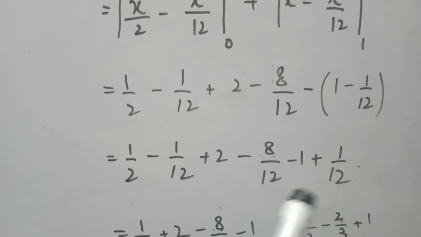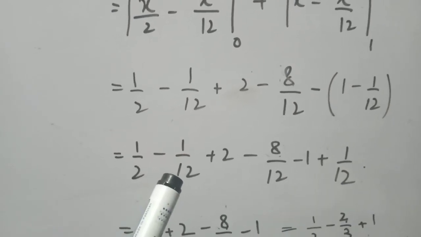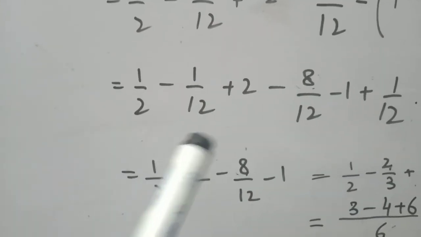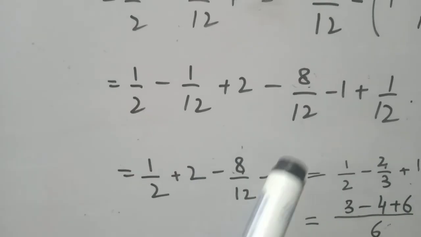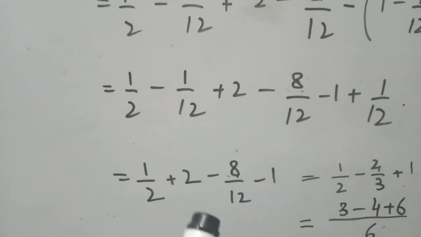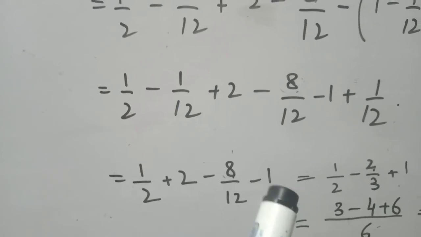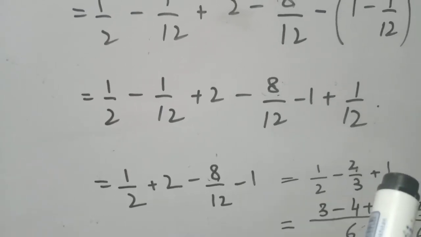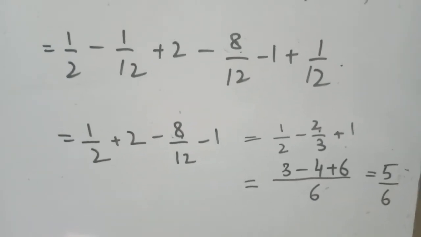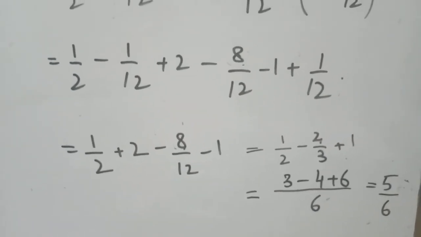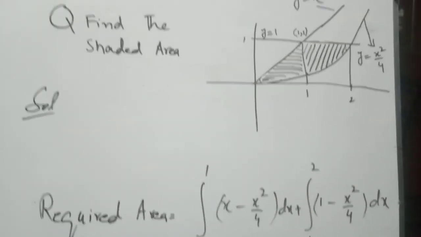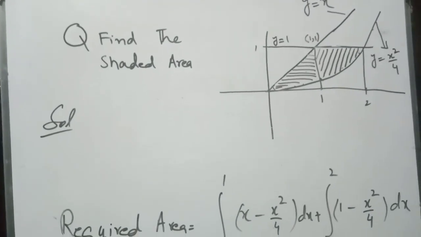Now this 1 by 12 plus and this negative value will cancel. We have only these values: 1 by 2, this plus 2, minus 8 by 12, and this minus 1. Now this 2 and this 1 will give you 1, and then after the LCM we get our required answer, 5 by 6. This is one way of solving this problem.